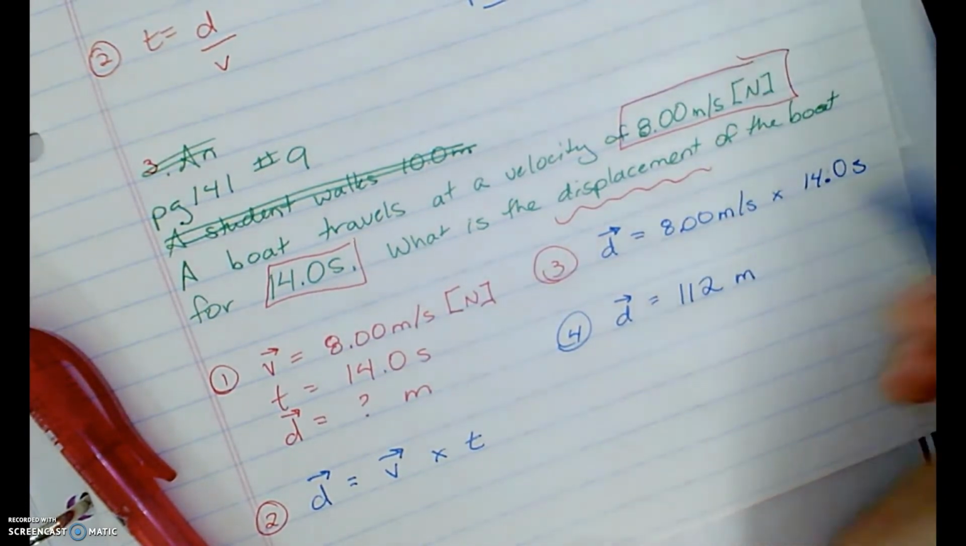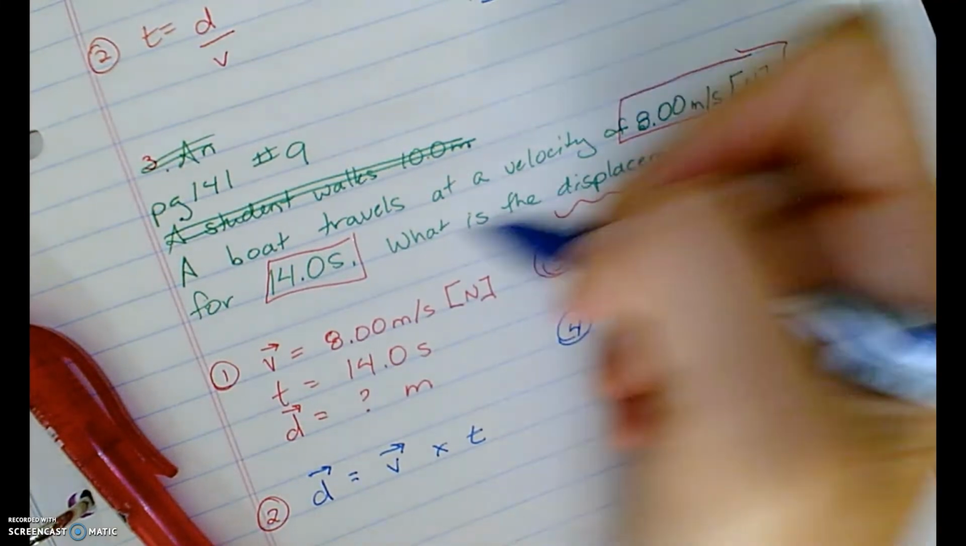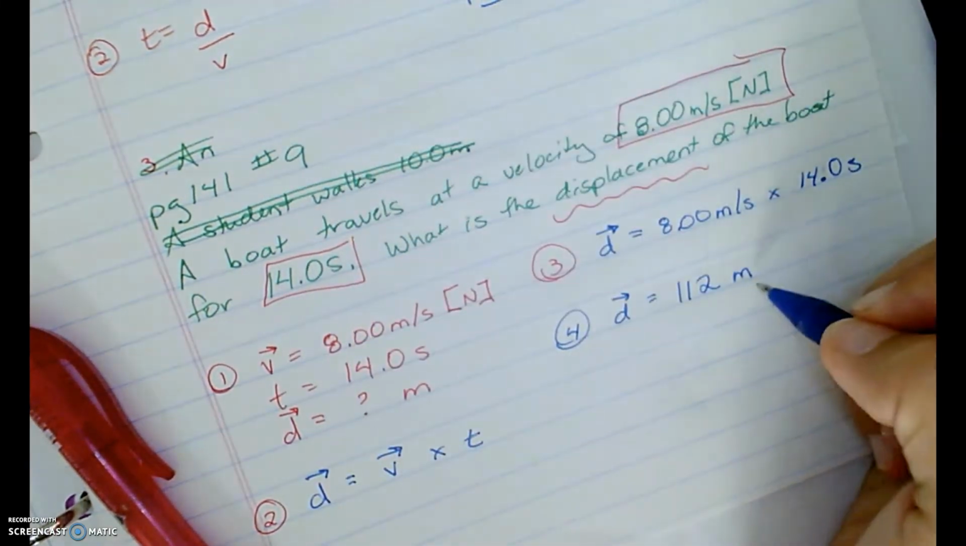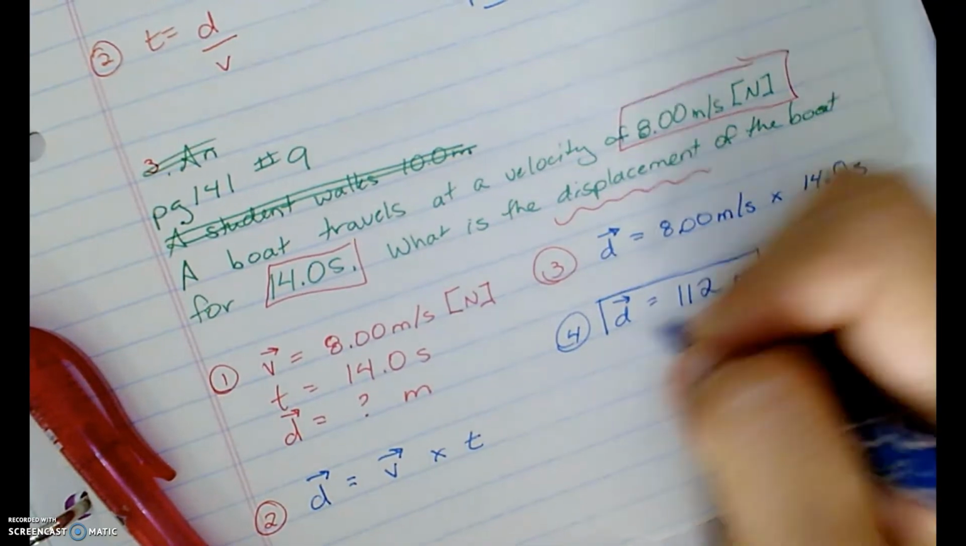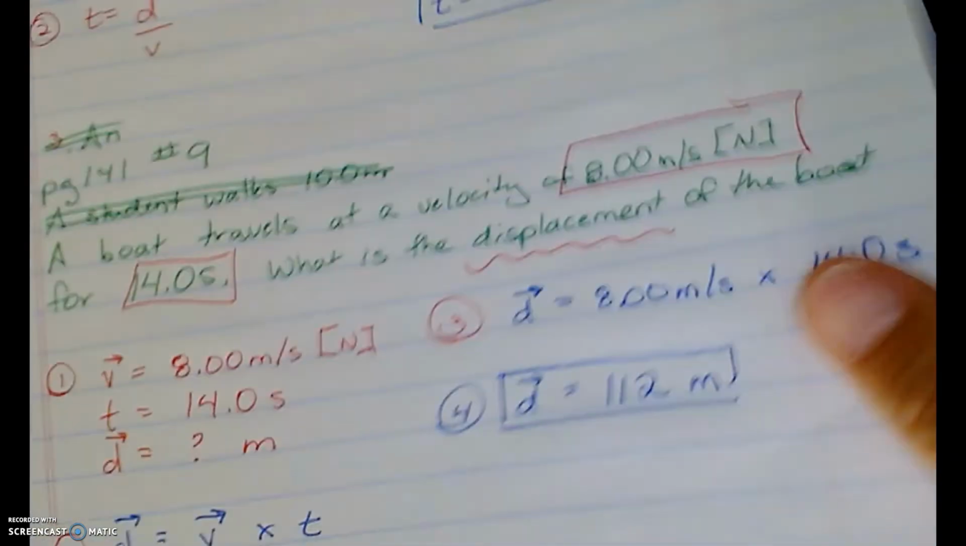Okay, now let's check our significant digits. 1, 2, 3 significant digits. We're done. Great. Okay, let's see if we can do number 10 before my timer runs out.